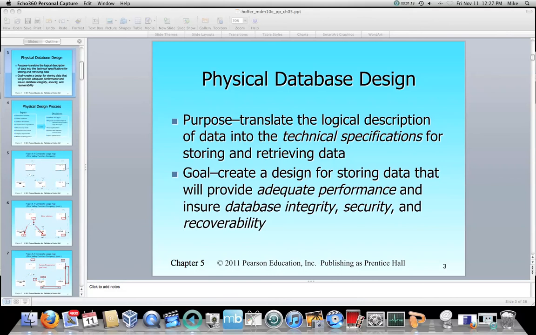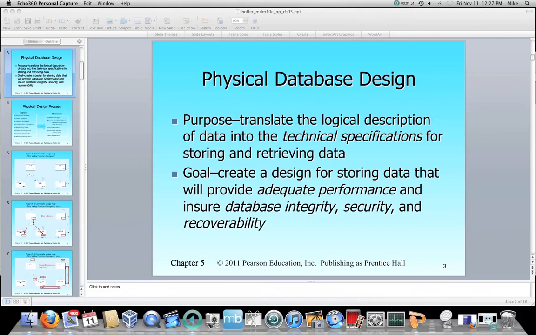How fast do we need to get this data? How much data are we going to be storing? How much is this going to grow? How fast do we need to get the data out? Are we and our management team willing to wait 30 seconds for a report to be produced, or do they need it immediately? All of those kinds of decisions are going to directly affect our physical database design.